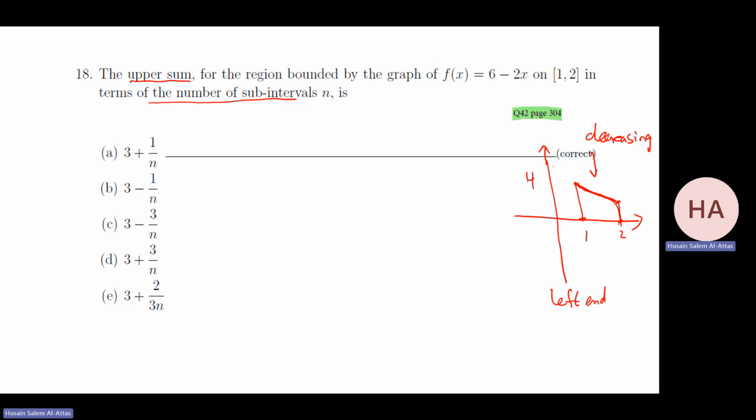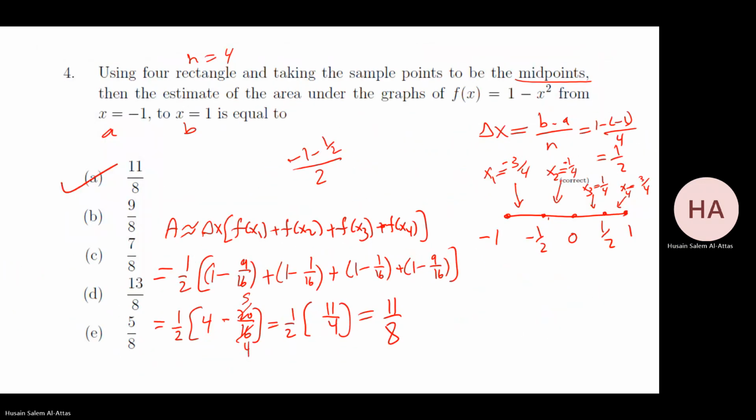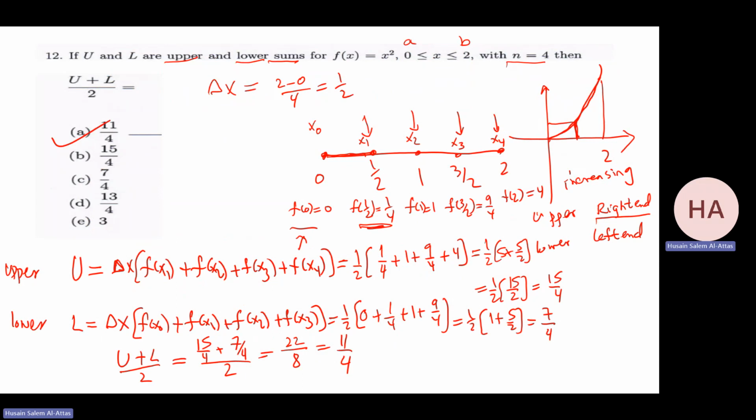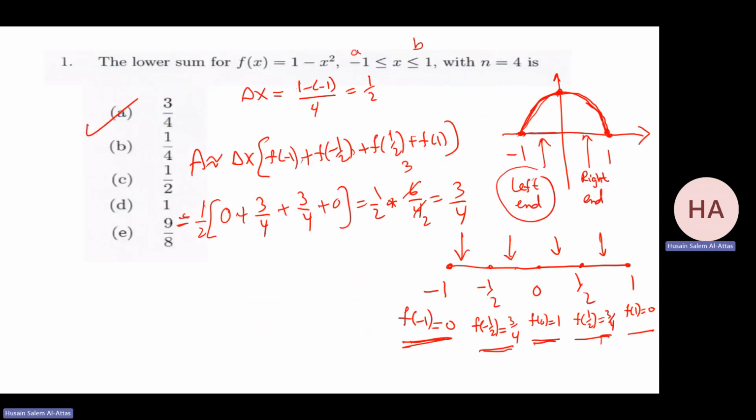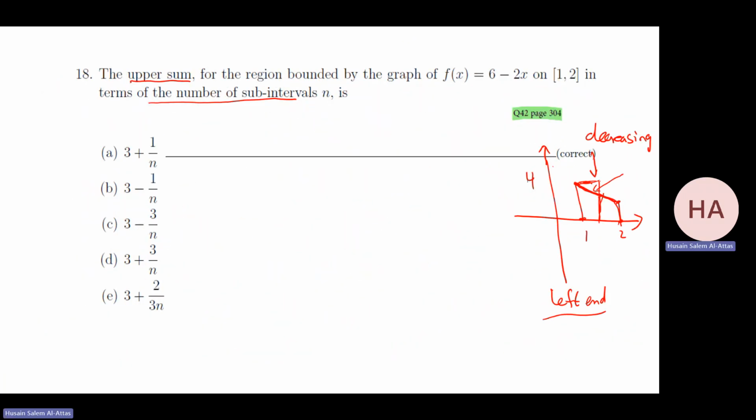Since I want the upper sum, I will use this to make it more than the exact area. Since the function is decreasing all the way, I will use the left endpoint. So we did one decreasing all the way, we did one increasing all the way, and we did one increasing and decreasing. I think we'll cover this idea of upper sum and lower sum.